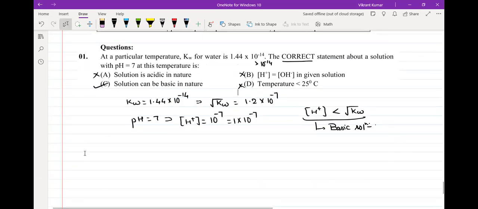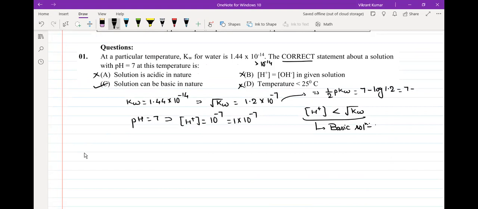Or if I also had to find this, see what the other method was. I write half pKw will be 7 minus log 1, and that I can calculate by 7 minus log 6 by 5. So log 6 will be log 2 plus log 3, that is 0.78, and log 5 is 0.7, so 0.08, and that's why it is coming 6.92.